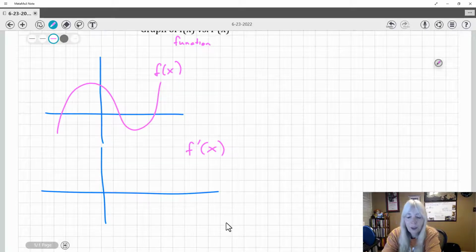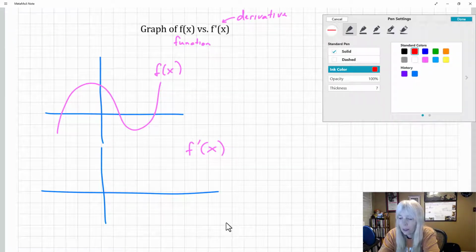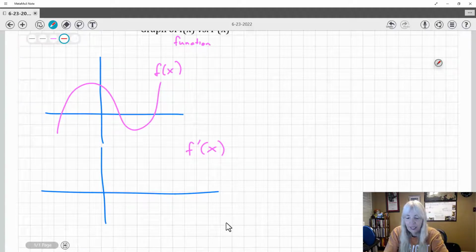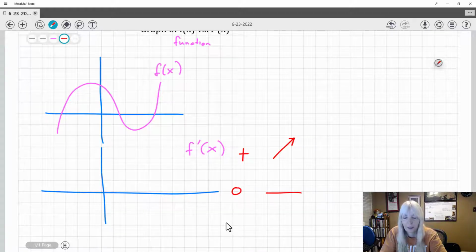So some things to remember, and you might mark these: if you're above the x-axis, then the derivative, the slopes, are increasing, you know, like that. If you are on the x-axis, a zero slope, constant. If you are below the x-axis, you have a negative slope.